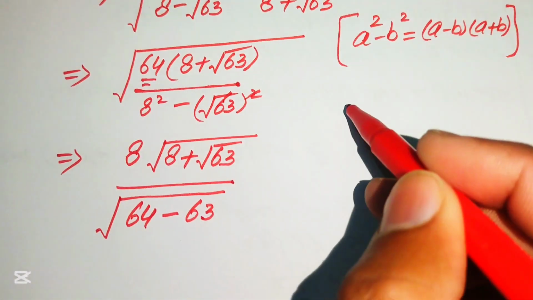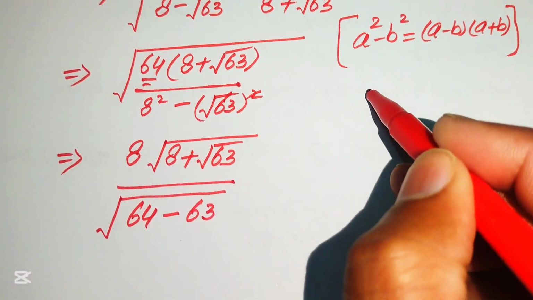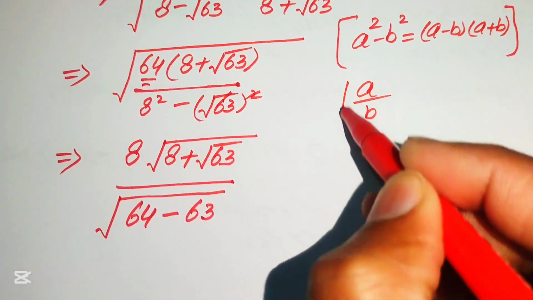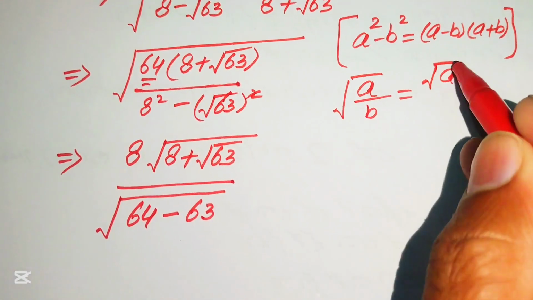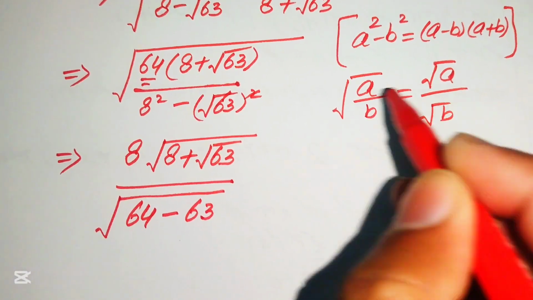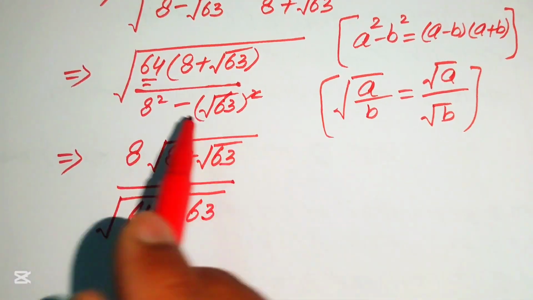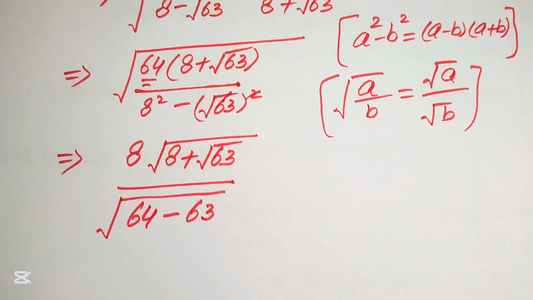Here we can apply this square root formula. You know that if you have square root of a over b, we can apply the square root separately on both of these terms in this way. Okay, so we will just apply here this square root separately on both of these terms.